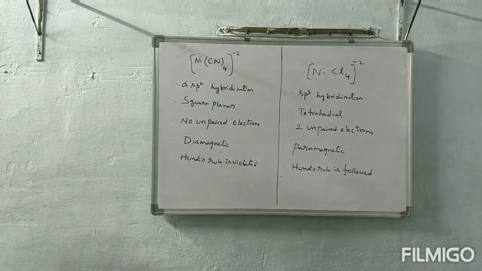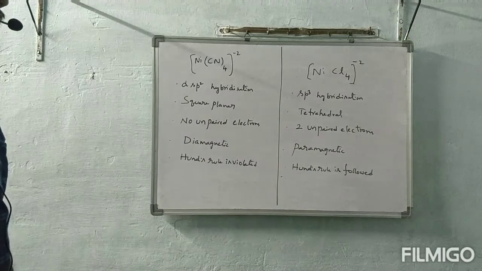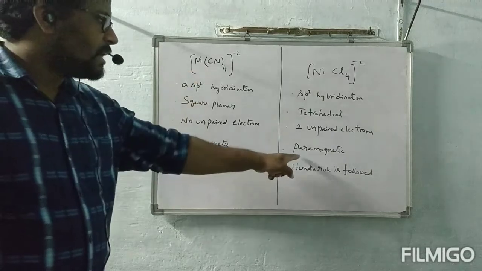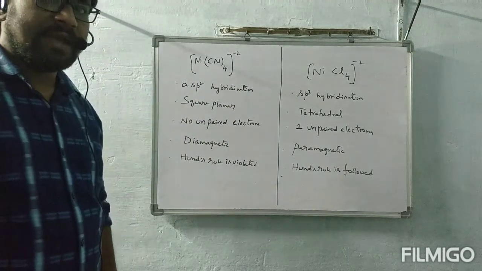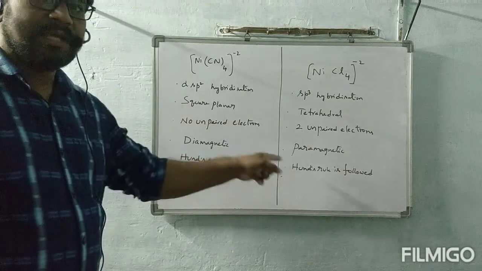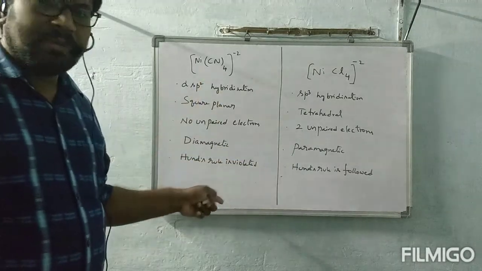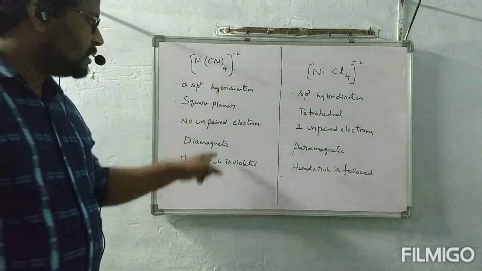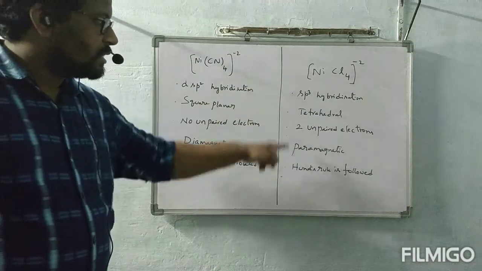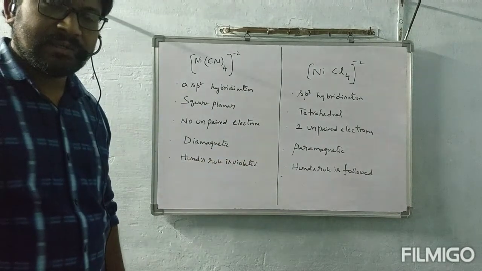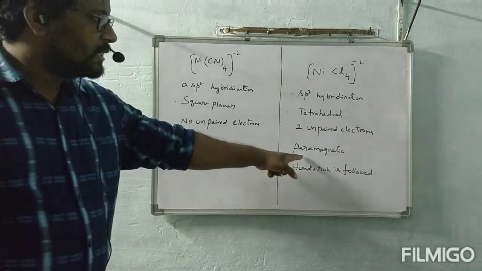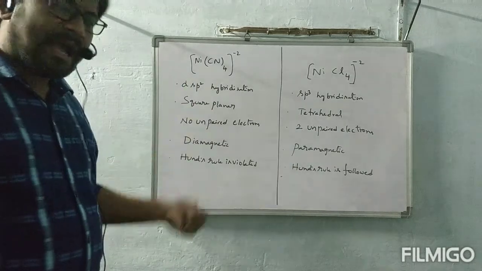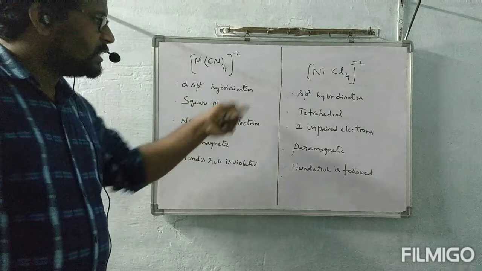Like this, we can write two comparisons for Ni(CN)4 minus 2 and NiCl4 minus 2. This diamagnetic nature of this complex and paramagnetic nature of this complex was correctly explained by valence bond theory. These are found by magnetic susceptibility experiments. In that experiment, this one got 0 magnetic moment, and this one got some 2.87 magnetic moment. By that, they found this is paramagnetic in nature and this is diamagnetic in nature.